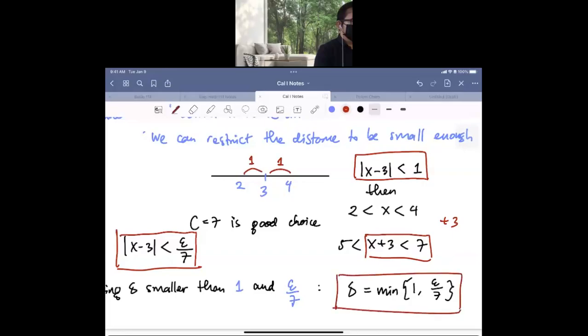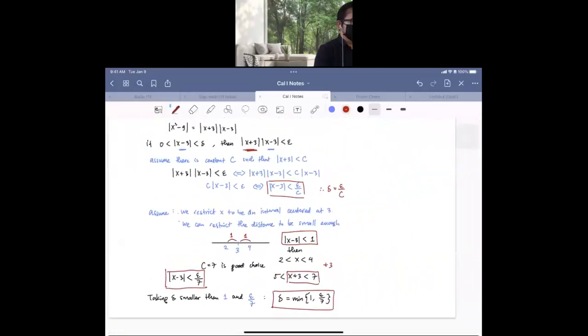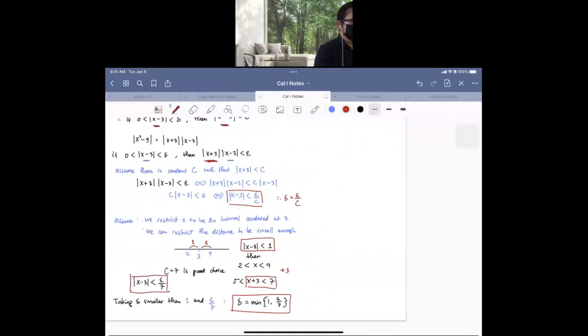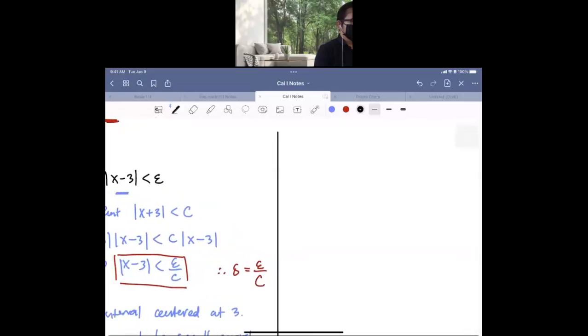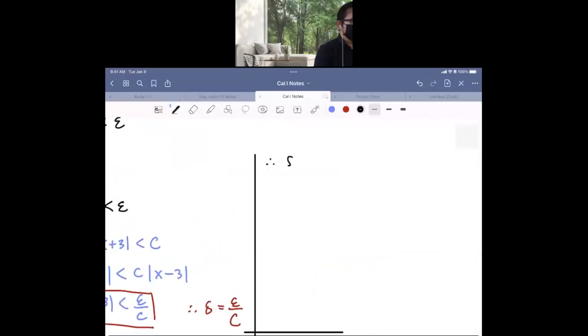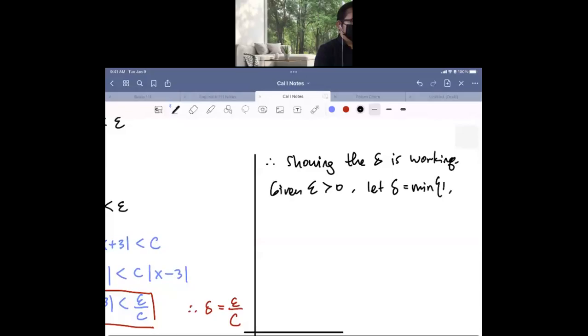So we are going to use this delta. The next part is showing the delta is working. Given that epsilon is positive, let delta equal the minimum of 1 and epsilon over 7.